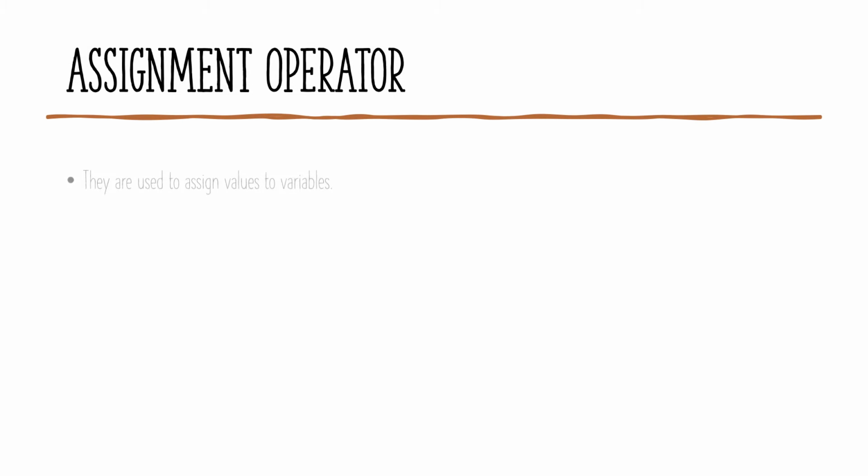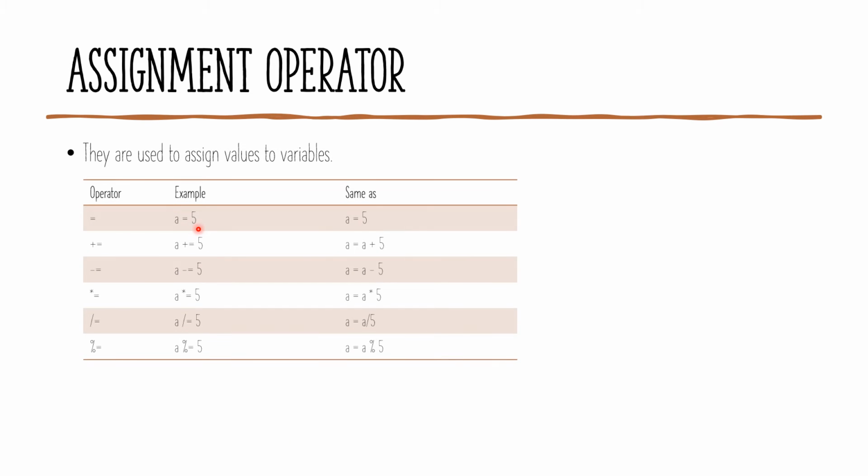Assignment operators are used to assign values to variables like a equal to 5 or a plus equal to 5. This is same as a equal to a plus 5. A minus equal to 5. This is same as a equal to a minus 5. And same applies to multiplication, division and modulus operators.